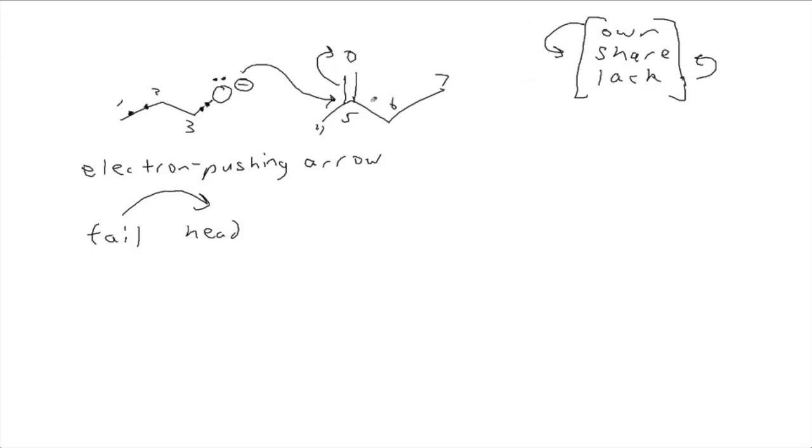So that's the meaning. It's really important to understand the meaning of those electron-pushing arrows. Okay, good. So that's what we mean when we say that electron-pushing arrows show the movement of electrons. The electrons move away from the atom at the tail and towards the atom at the head. But just because you're moving away from the atom at the tail doesn't mean that the atom at the tail is completely losing the electrons. Instead, they might be going from owning to sharing, or from sharing to lacking. Okay, so that's the meaning of these types of electron-pushing arrows.